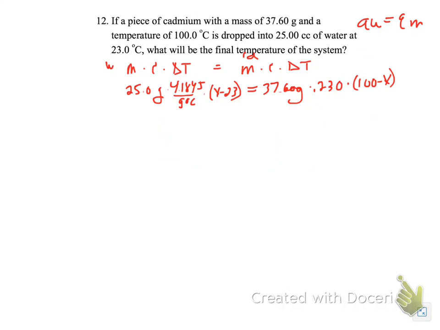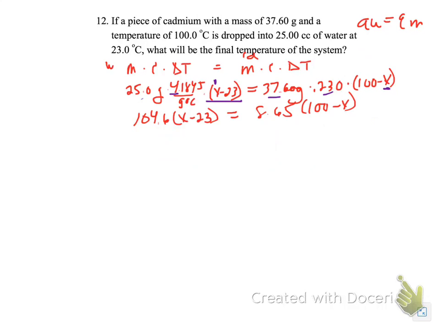And so let's take a look at what we did with the change in temperature piece here. If I'm dropping a piece of hot metal in, the temperature of the water is going to go up. So I have some number minus 23 here. And the temperature of the metal is going to go down, so I'm going to have 100 minus X over here. Okay. Now I've got to solve the equation, solve for X. So I'm going to multiply 25 times 4.184, and over here I'm going to multiply 37.6 times 0.23.